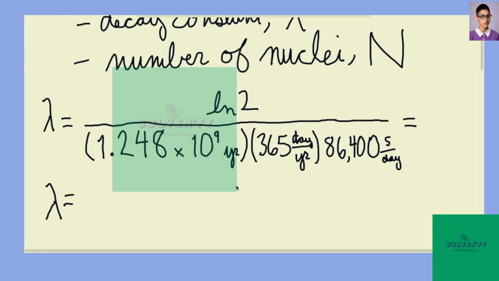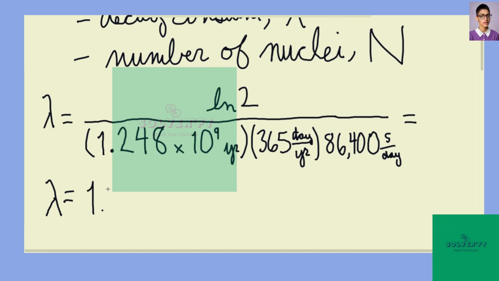Doing that, we get a result for our decay constant of 1.79 times 10 to the negative 17th reciprocal seconds.